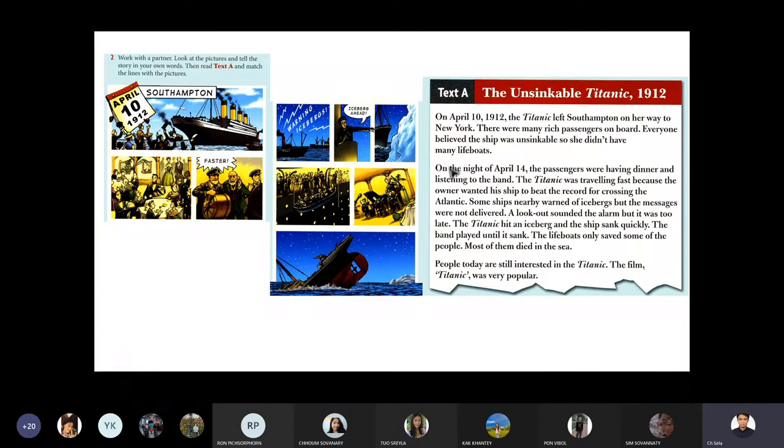Slow down. But the message was not sent because these people were very happy in the Titanic. And a lookout sounded the alarm, but it was too late. The Titanic hit an iceberg and the ship sank quickly, and the band played until it sank. And they still kept playing, they didn't know because the ship is very big. The lifeboats only saved some of the people. Most of them died in the sea. People today are still interested in the Titanic. The film Titanic was very popular.